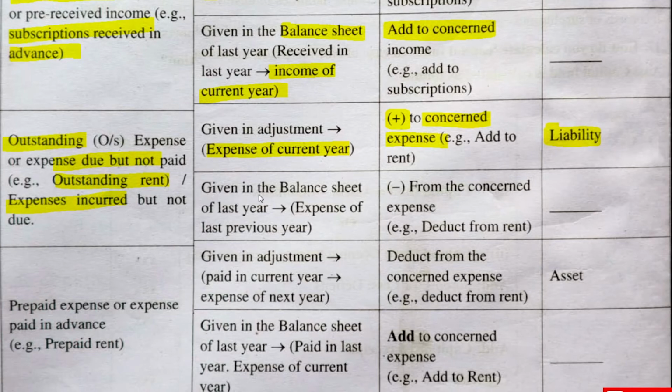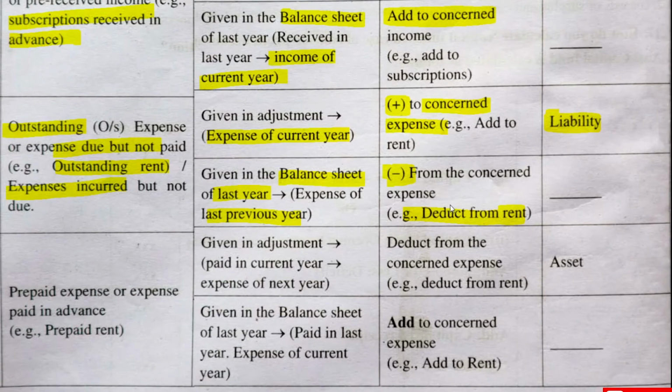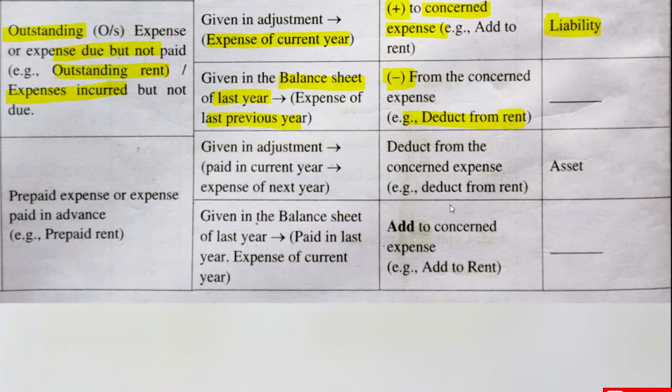But if it is given in the balance sheet of last year, saying outstanding rent or expenses incurred but not due, in this kind of situation, that is an expense of last year, so you need to deduct these expenses from the income and expenditure account. You need to remove or deduct that amount from the rent if that is an outstanding rent.